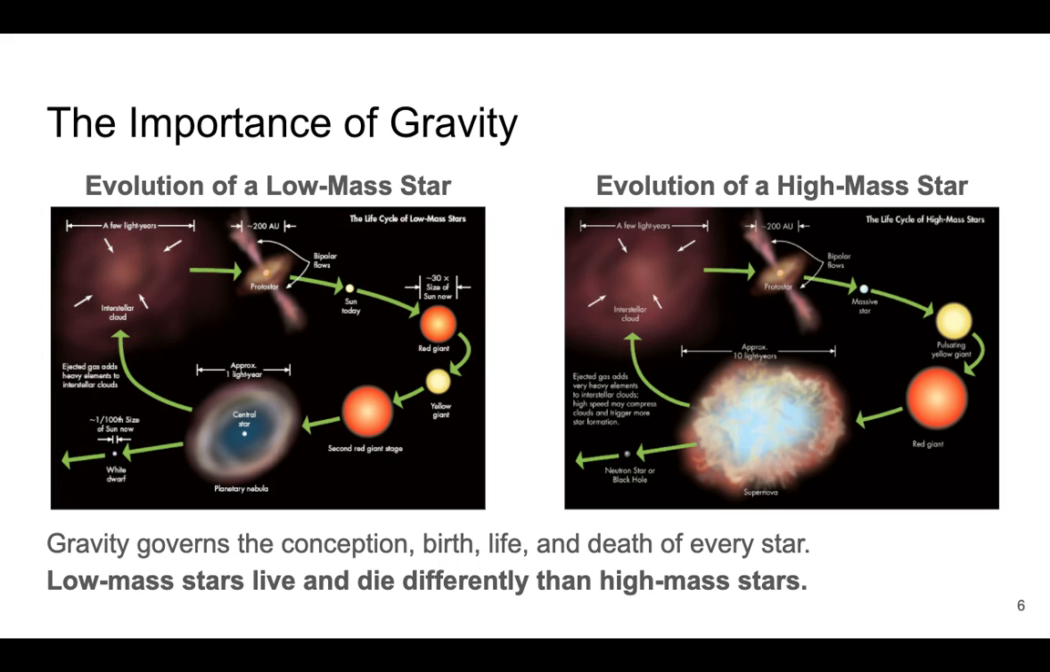So again, here's this idea. Low mass stars are going to live and die differently than high mass stars, and low mass stars are going to live much longer than the high mass stars. I'll go through this in more detail in later videos, but these are the two kinds of life cycles of stars.